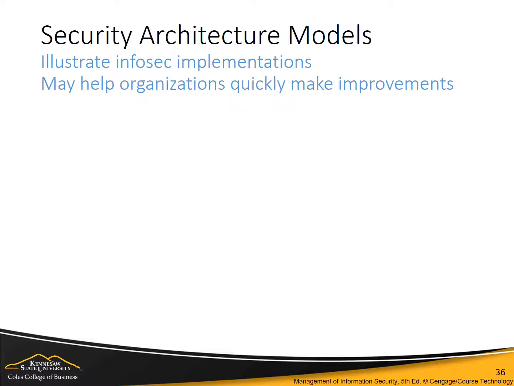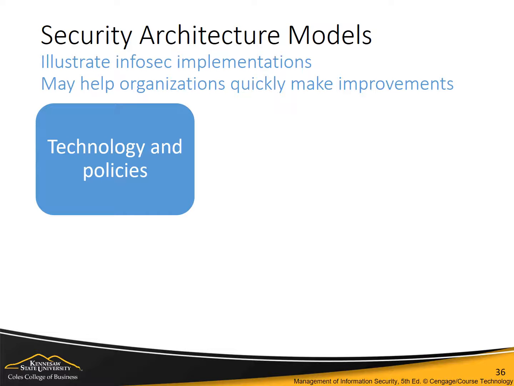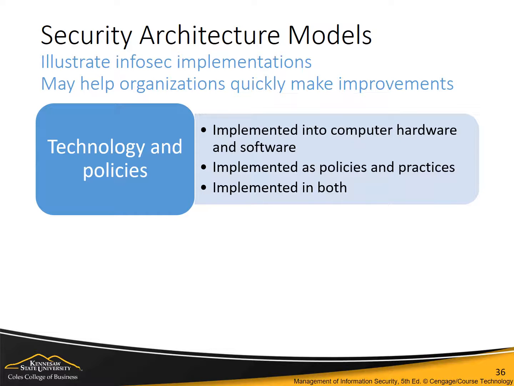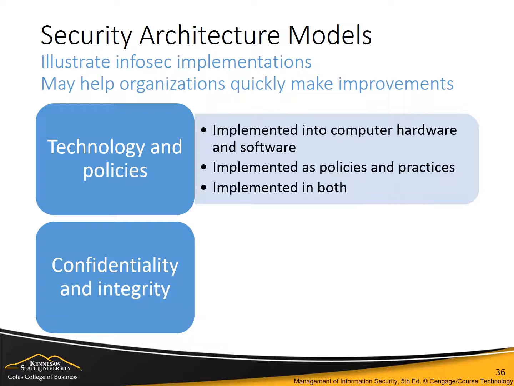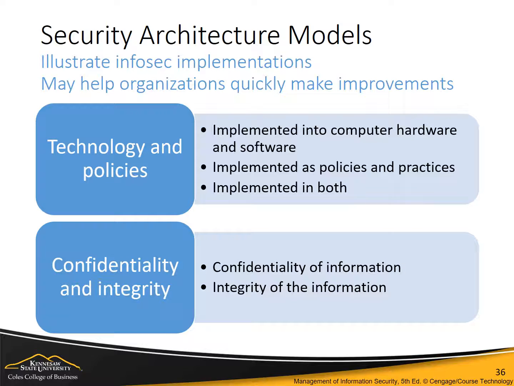Security architecture models illustrate information security implementations and may help organizations to quickly make improvements through adaptation. When we look at how models are used with technology and policies, we see that some models are implemented into computer hardware and software, some are implemented as policies in practice, and others are implemented in both. Similarly, when we look at the importance of confidentiality and data integrity, some models focus on the confidentiality of information, while others focus on the integrity of the information as it is being processed. Most organizations have a variety of security processes which must be implemented. You should choose models that provide the most relevance for the important InfoSec considerations in your organization.